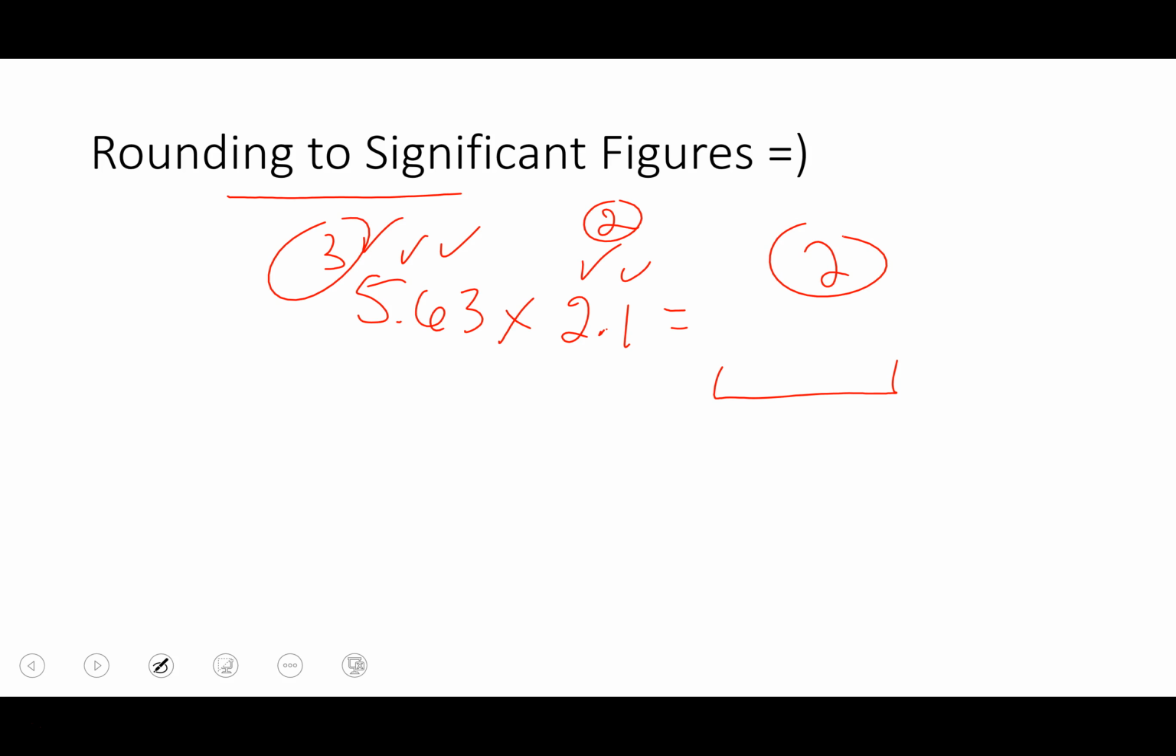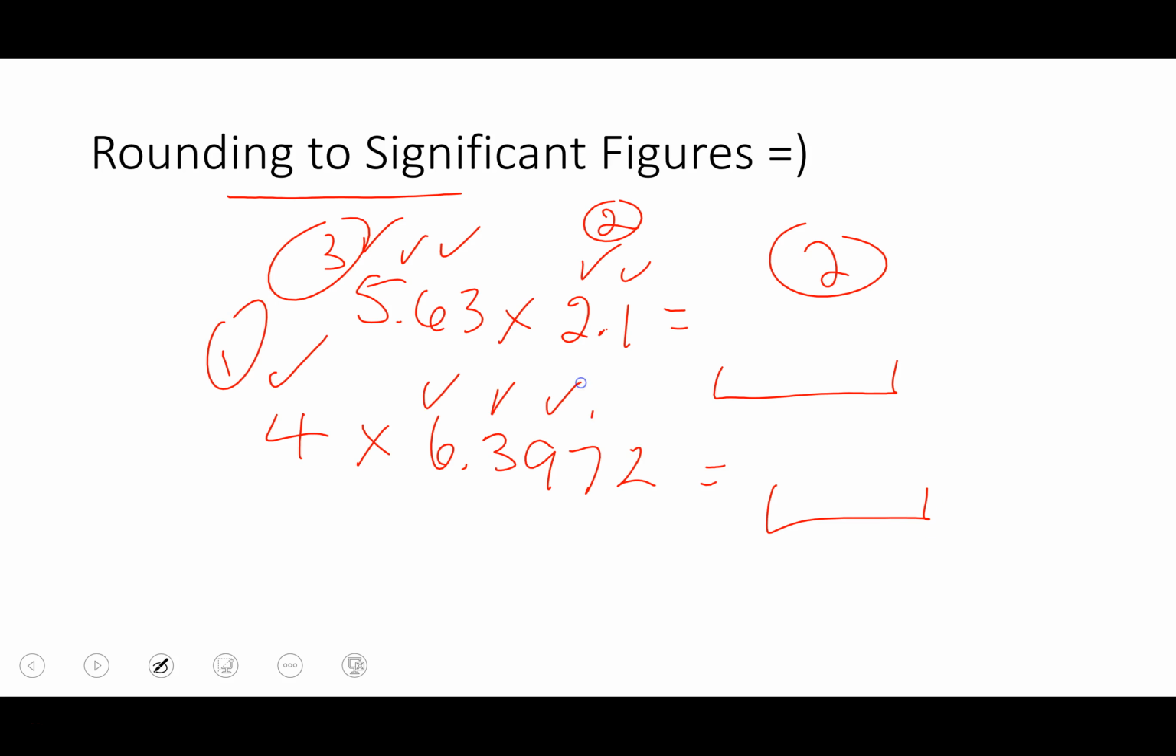So for instance, if I had 4 times 6.3972, how many significant figures would I be allowed, and how would I have to round? Well, if I have 1 significant figure here and I have 5 here, you always have to be conservative. You have to go with the fewest. So it would be 1.